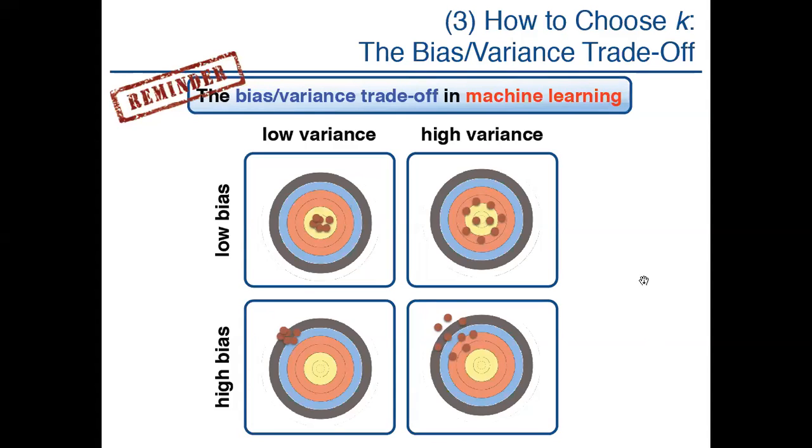Variance is how much the models differ from each other. Bias is how accurate your predictions are on average. We're going to have the same problem here. You have the bias variance trade-off, and that's going to be because of this choice of k.